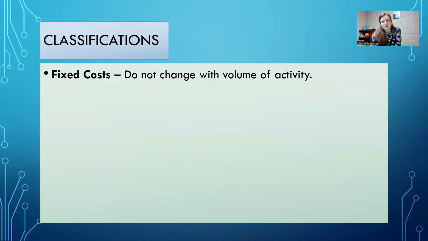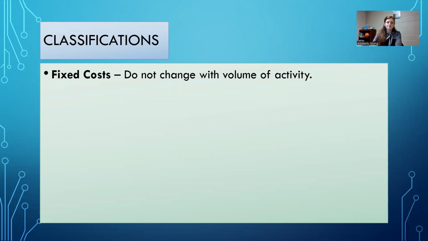So we're going to talk about different types of costs today. We want to make sure our managers know what all of the costs are included with producing a product and whatever it is we are selling. So the first classification of cost is fixed cost. So these costs do not change regardless of how much activity we have, whether we are producing 10,000 units or we are producing 500 units, it does not change.